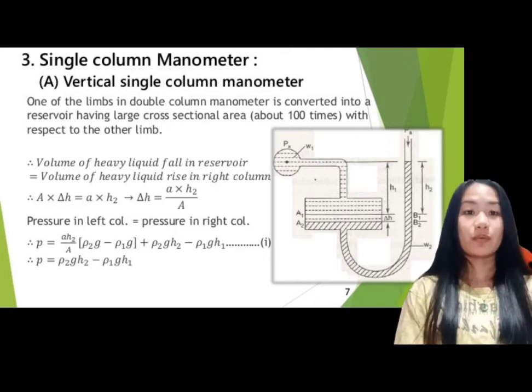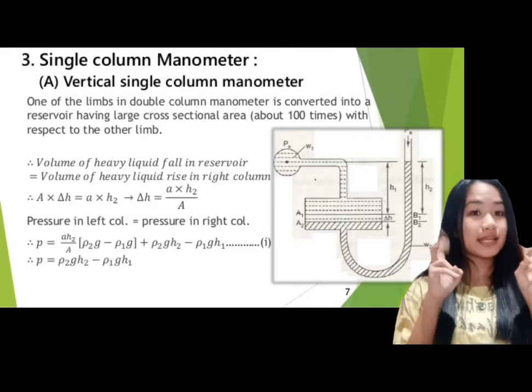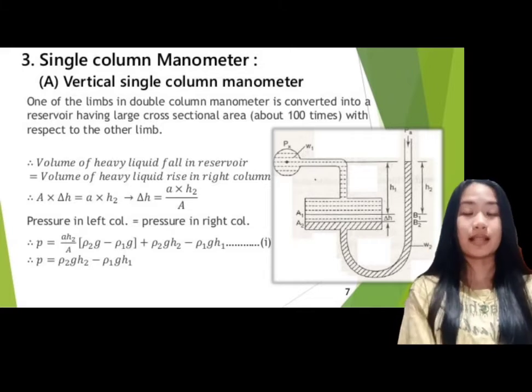Kaya siya tinawag na vertical single column manometer because the other limb of the glass tube will be vertical, as shown in the figure. So, from the word vertical, kaya siya tinawag na vertical single column manometer.